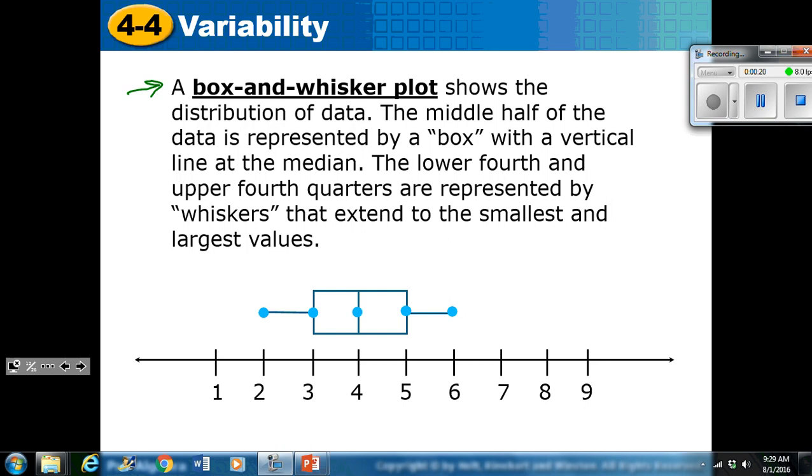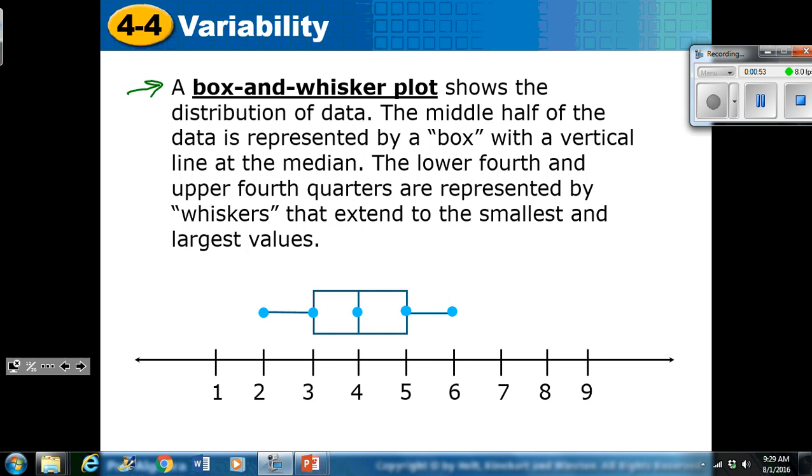A box and whisker plot shows the distribution of data. The middle half of the data is represented by a box, so this is the middle half, and it's the box, with a vertical line at the median. So the median is right here. The lower fourth and upper fourth quarters are represented by whiskers. So this whisker right here, that's the low 1/4 of the data set, and this whisker right here is the top or the highest 1/4 of the data set.